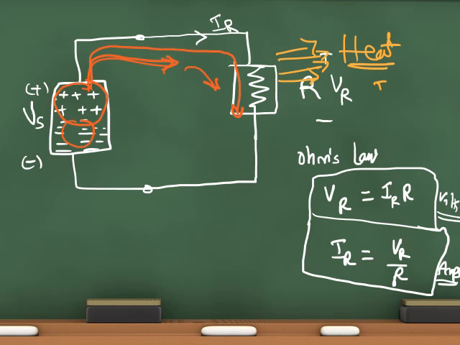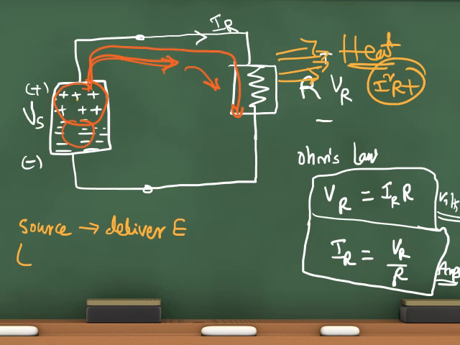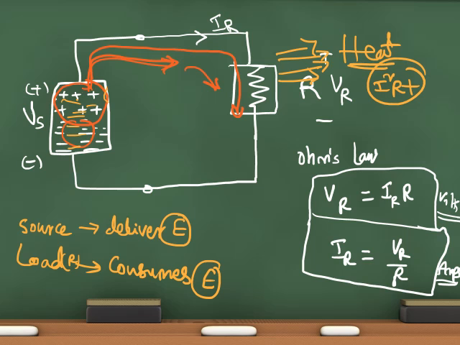What is that energy? That is I squared R t heat energy. So it is energy supplying: the battery delivers energy and this resistor consumes energy. Battery, that means source, delivers energy, and load, that is resistor, consumes energy. That's why energy can neither be created nor destroyed but can be transformed from one form to another. The energy here is electrical energy and it is transformed to heat energy by using the resistor.